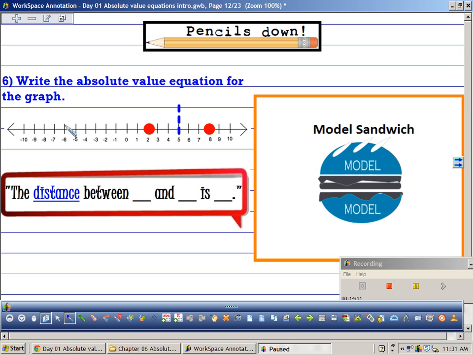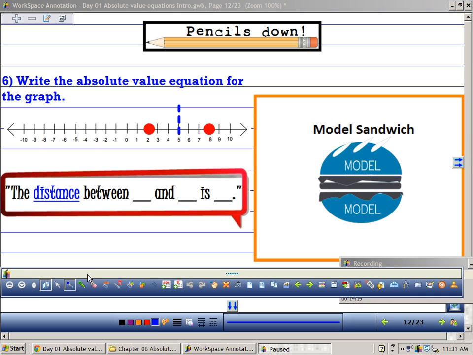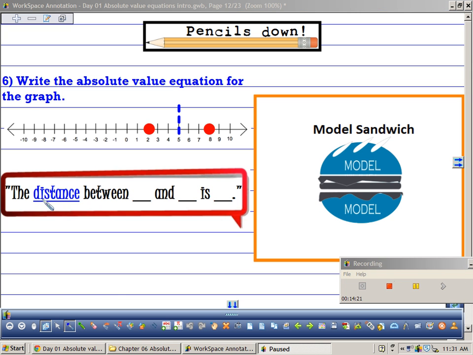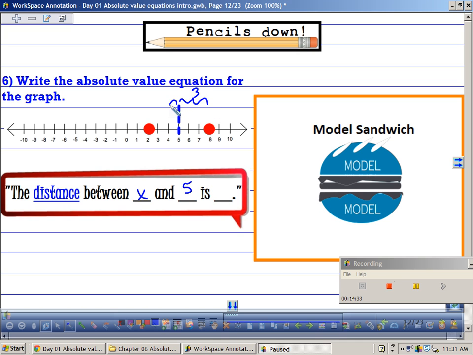All right, let's do the opposite. Let's write the absolute value equation for the graph that we're given. Okay, so pencils down, just pay attention. The distance between x and 5 is 2. Wait, 1, 2, 3. I'm 3 away in each direction. So just like we had before, this is my absolute value. This is my distance, and this is my equal sign.